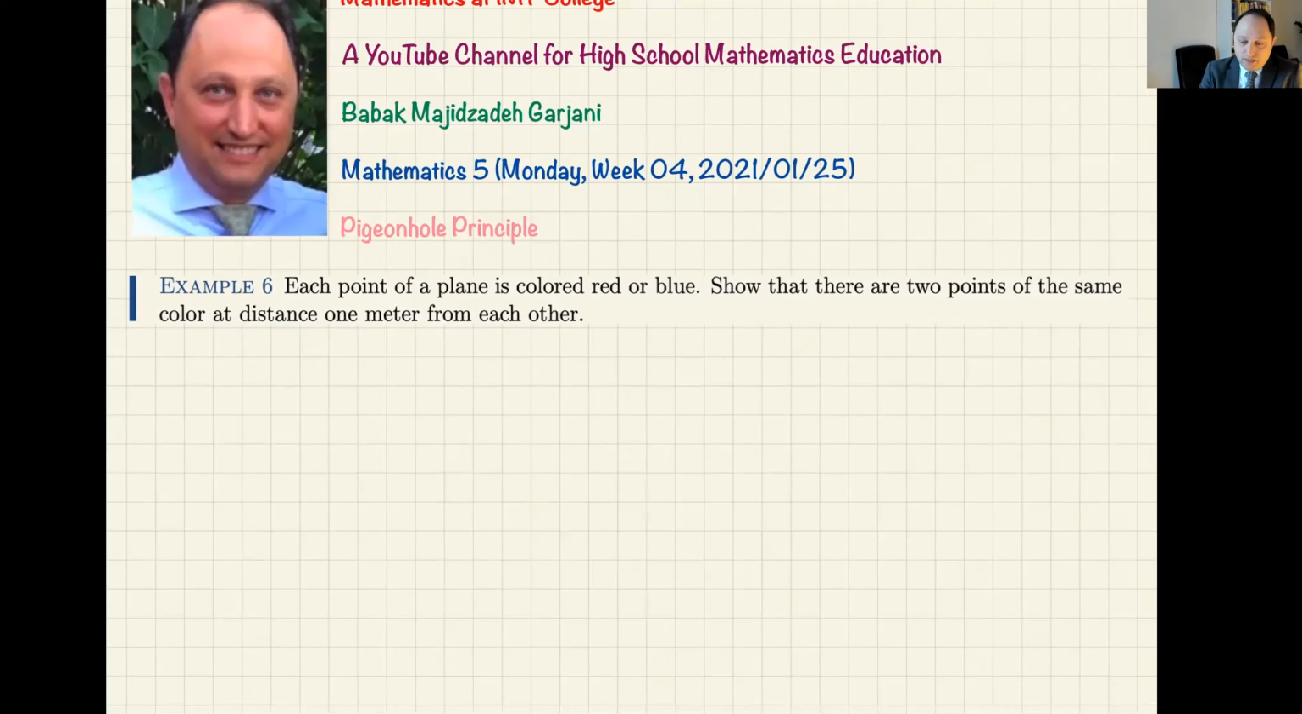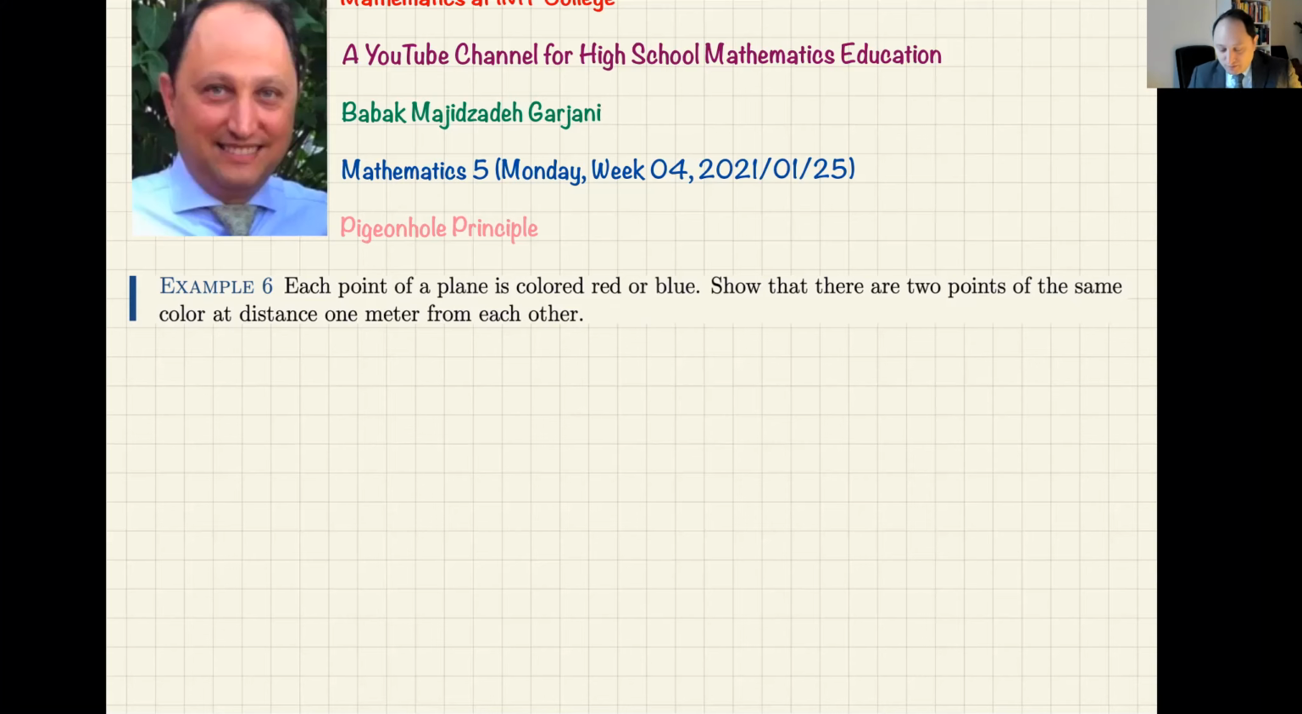Plane means infinitely big plane. It actually divides the universe into two parts, upper part and lower part, if you can consider it in your brain horizontally. When I say a plane, it means that it is infinitely large and it contains, of course, infinitely many points. And then I start randomly coloring the points red or blue. Each point of the plane is either red or blue. Show that it doesn't matter how I do it, still I have infinitely many degrees of freedom. Show that there are 2 points of the same color at distance 1 meter from each other.